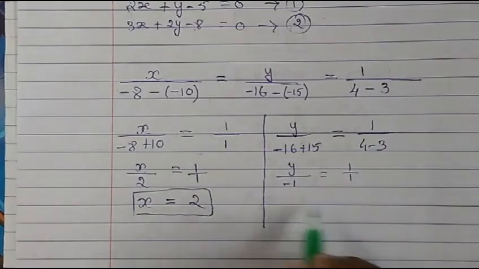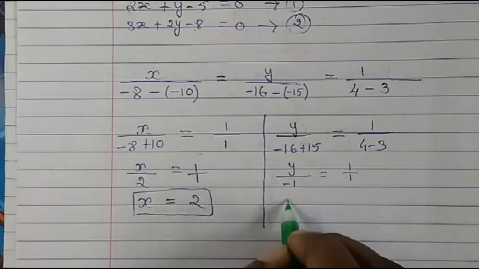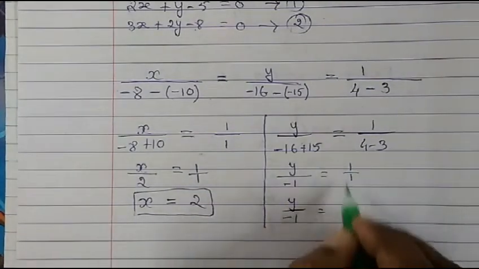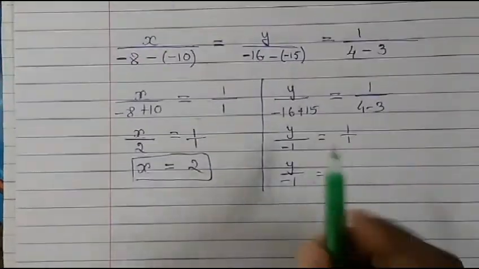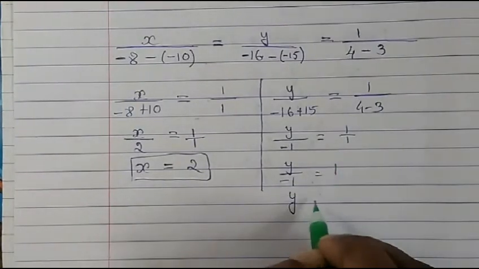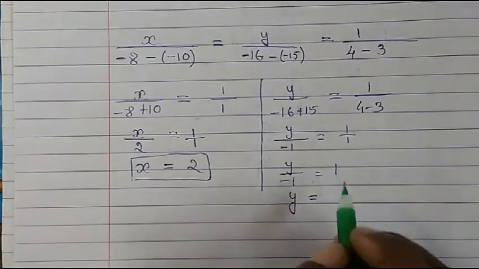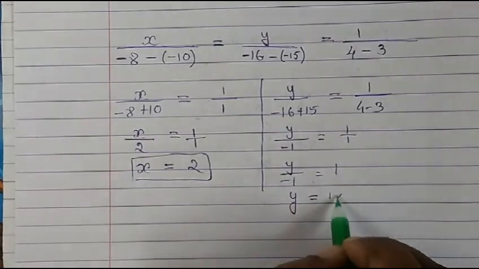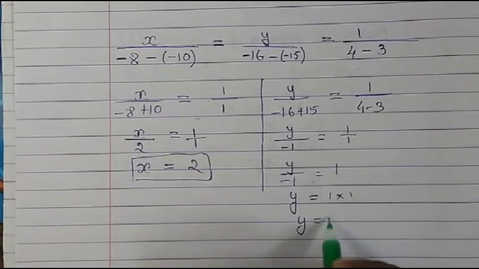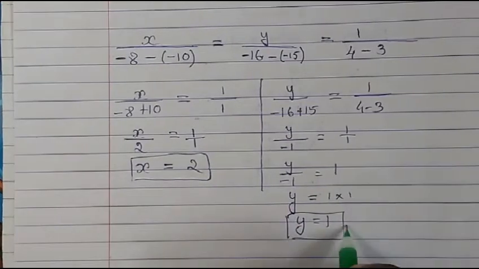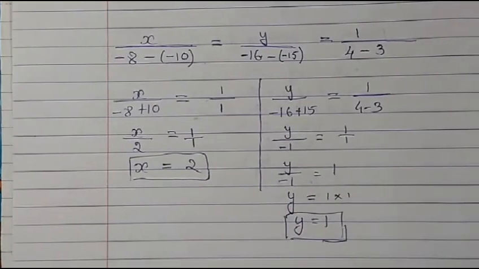So now when you bring this minus 1 this side, or you can also write like this, this will give us 1 only. So minus 1 comes this side because we want the value of y. So we'll bring minus 1 this side, it will become plus. So 1 into 1 will give us 1. So we found out the y value.